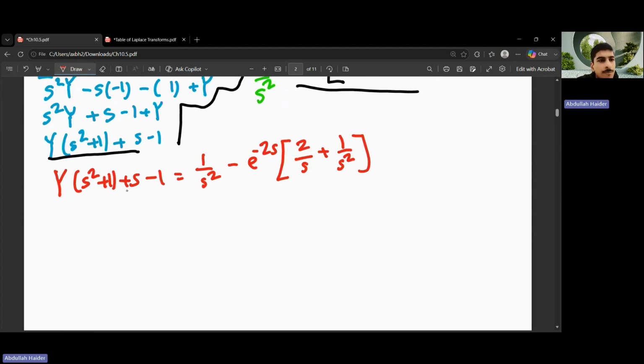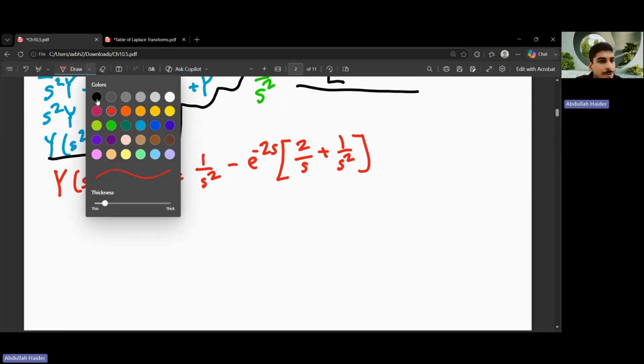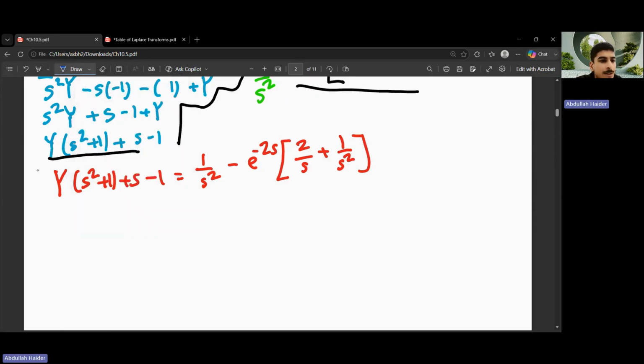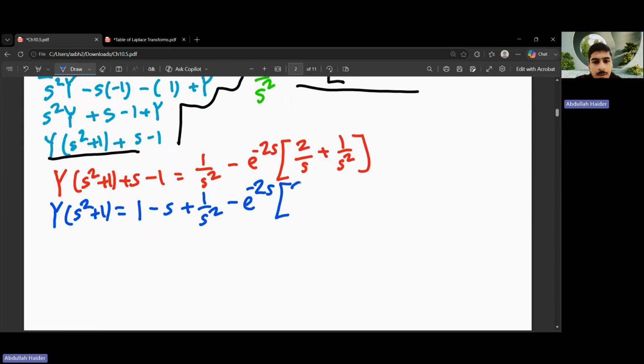So now basically, as our objective was before in 10.3, we wanted the big X on the left side by itself. So we are going with only the big Y on the left side. So I can do this: Y times s squared plus 1 is equal to 1 minus s plus 1 over s squared minus e power minus 2s times 2 over s plus 1 over s squared.